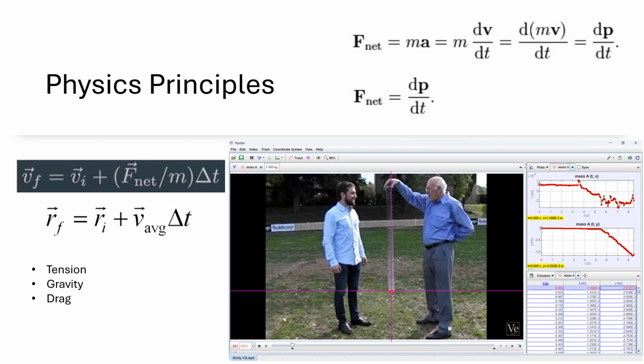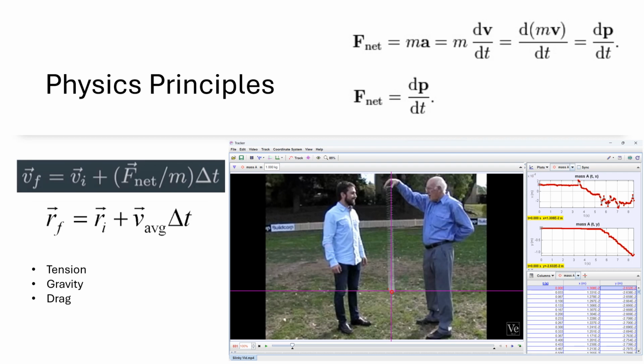The main physics principle in this lab is Newton's second law, as shown above, and then using the net force to find the velocity update and position update. And the three different forces acting on the slinky are tension, gravity, and drag. Gravity always acts on it, and there's tension in the slinky up until the point where the slinky has compressed fully. And as soon as the slinky starts falling as one unit, there's drag acting on it at that point.